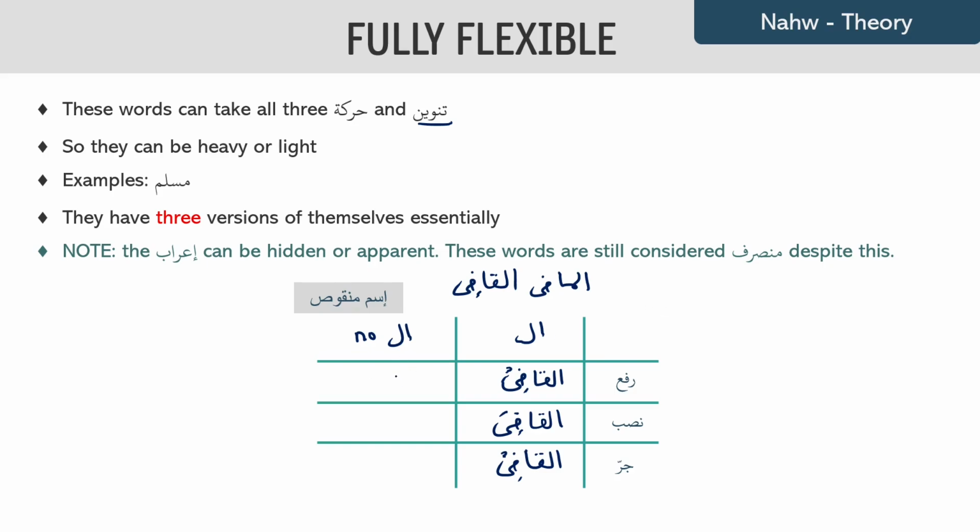And when it doesn't have alif lam, in halat rafa it is written as qadin, in halat nasab it is written as qadiyan, and in halat jar it is written as qadin again. So that was a note that I wanted to share.